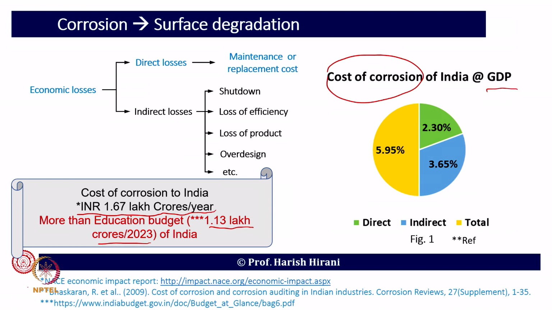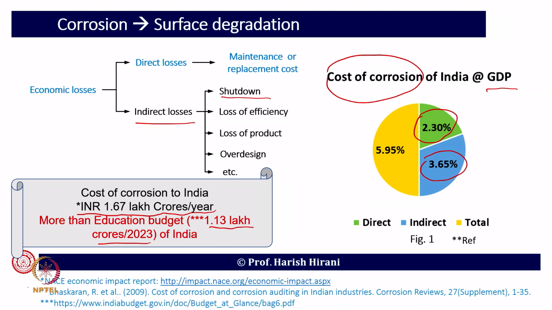The whole education, primary, secondary, and higher education all together, costs much less than what is caused by corrosion itself. Naturally the question comes, what portions are related to corrosion? There are two major portions: direct damage caused by corrosion, and indirect failures which also cost us. 2.3% of GDP is because of direct losses and 3.65% is related to indirect losses. When we come to indirect losses, we know very well that shutdown costs a lot.